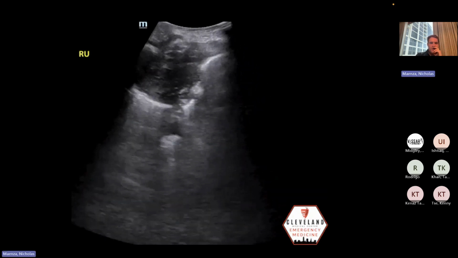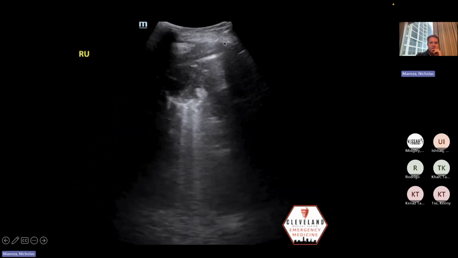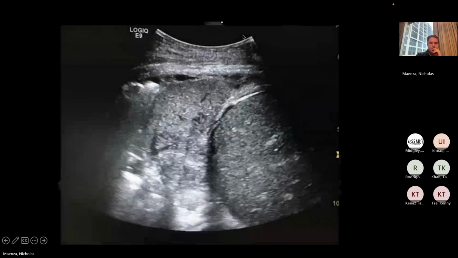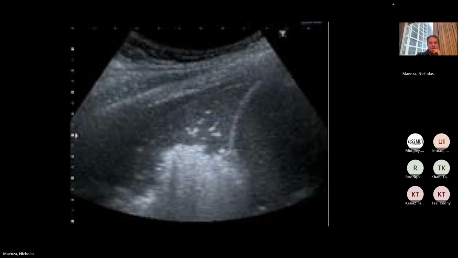And just another nice consolidation right here. And then another one where this just looks very much like a liver. This just looks like a terrible lung. And another one.